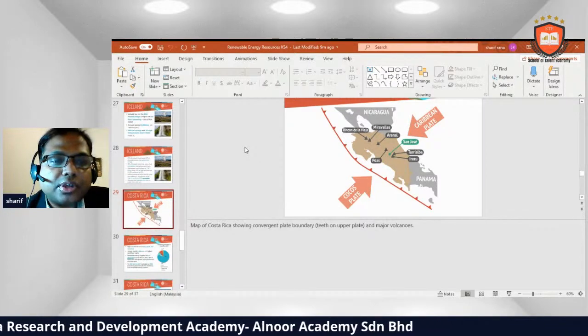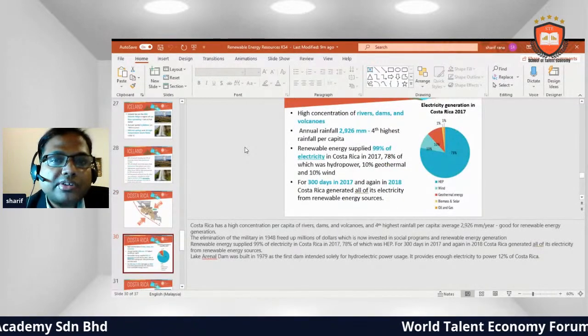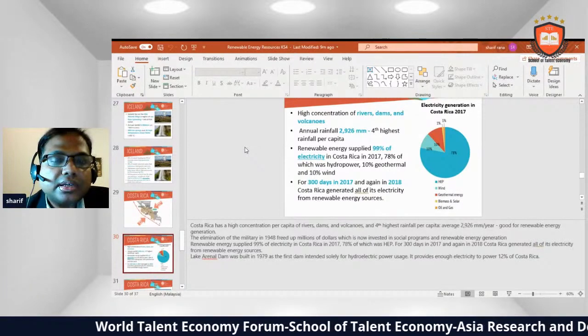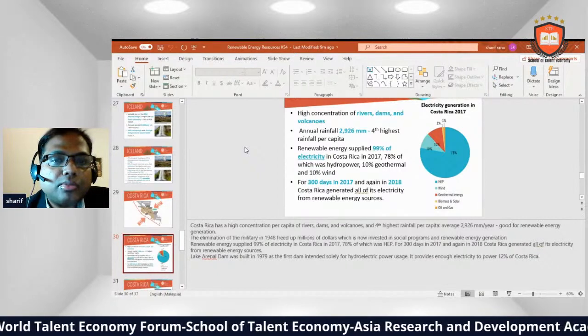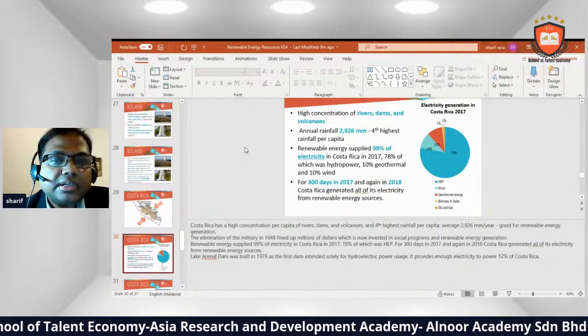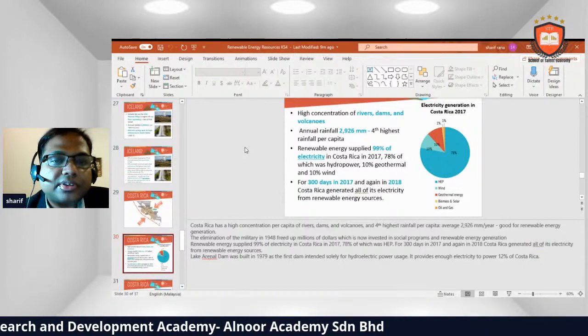Map of Costa Rica showing convergent plate boundaries and major volcanoes. So there is high potential for dams and volcanoes. Annual rainfall is 2,926 millimeters, the fourth highest rainfall per capita. Renewable energy supplied 99% of the electricity in Costa Rica: 78% from hydropower, 10% geothermal and 10% wind.